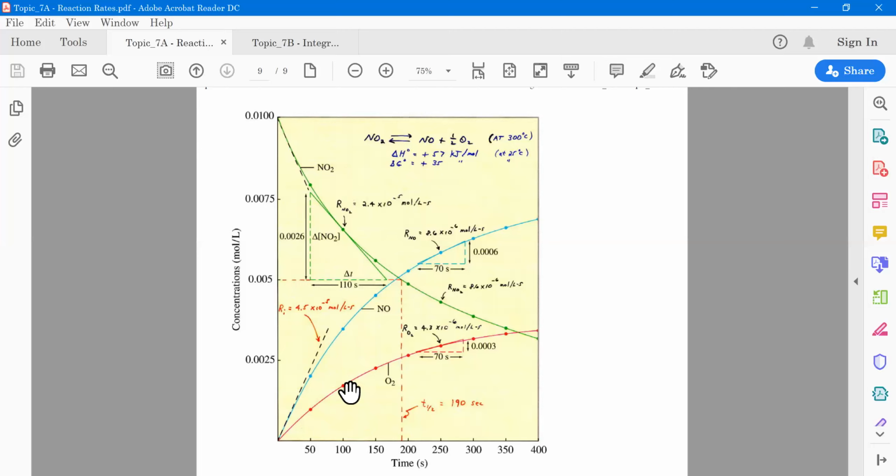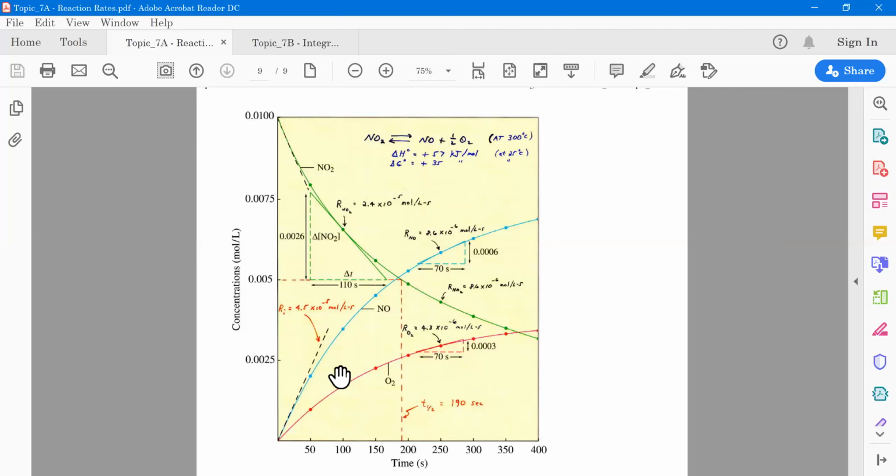Now, an initial rate for the appearance of O2 is also not given, but again, it's not necessary because we know the rate of appearance of the NO product. We know that the NO and the O2 have to be in a 1 to 1/2 ratio, so it must mean that the initial rate of appearance of the O2 must be half of the rate of appearance of NO, or 2.25 times 10 to the minus 5 moles per liter per second.